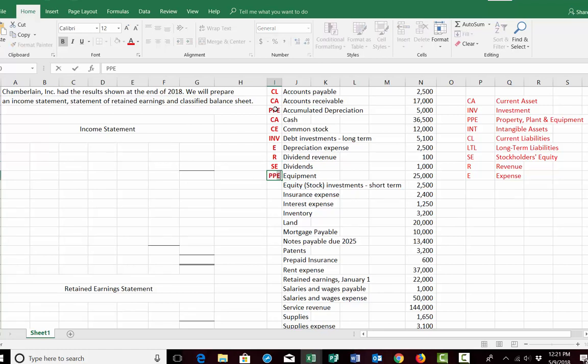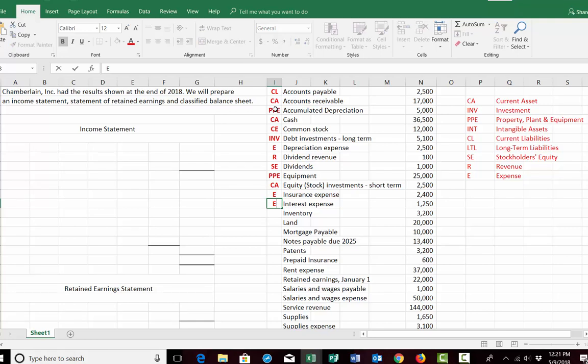Equipment is property, plant, and equipment. And again, we have short-term investments here. Short-term investments are part of current assets because that means we're going to liquidate those investments within a year. Our insurance expense and interest expense are both expenses.